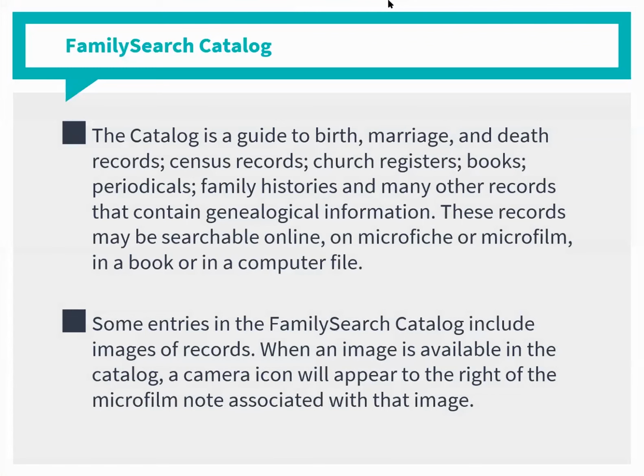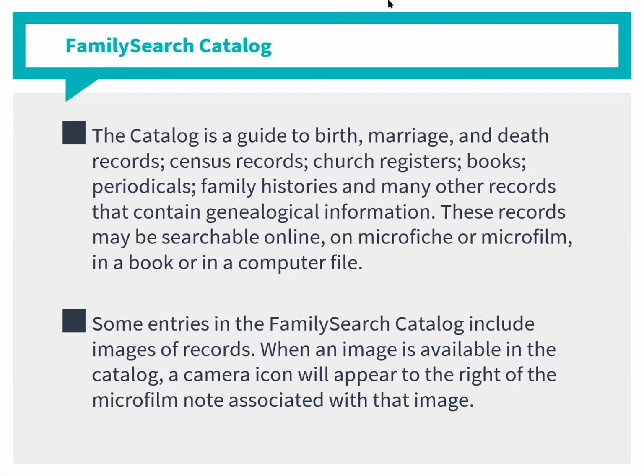Okay, now I'm going to briefly talk about the catalog. I think this might actually be the most underutilized part of FamilySearch because people just don't realize that it's here. So the catalog is a guide to birth, marriage, and death records, census records, church records, just an immense amount of records are available on here. They could be searchable, they could be viewed digitally online through microfilm, microfiche, they could be in a book or a computer file. I will highlight that some of the images, if they're available on FamilySearch, if you can look at it, they'll have a camera.